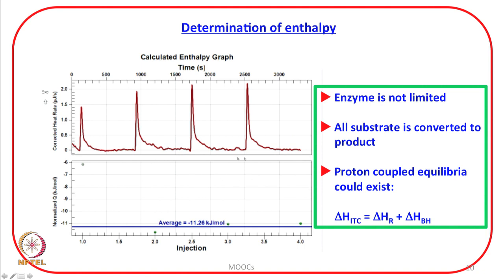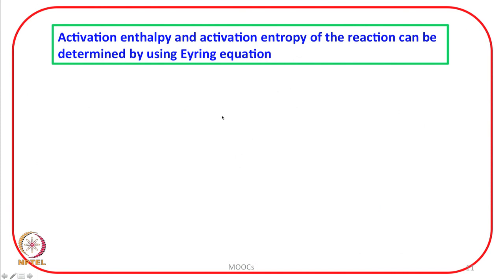So, therefore, if I know delta H, if I know the rate of heat flow, I can derive the kinetic parameters associated with the enzyme catalyzed reaction. Once I know the rate constant, then the activation enthalpy and activation entropy of the reaction can be determined from the Eyring equation. Let us take a look at what is the Eyring equation. This is the Eyring equation, where the rate constant is connected to Boltzmann constant, temperature, Planck's constant, and the activation enthalpy and activation entropy of the reaction.